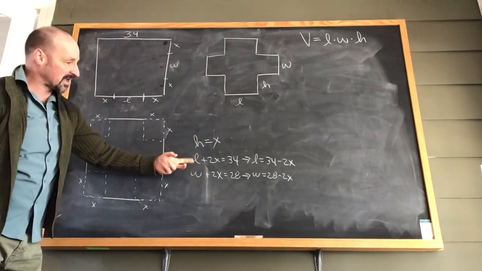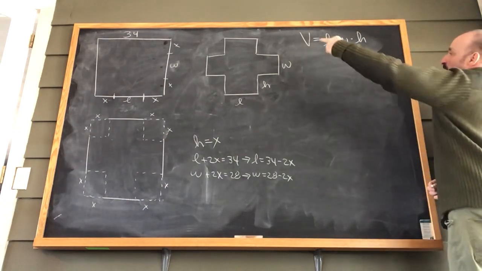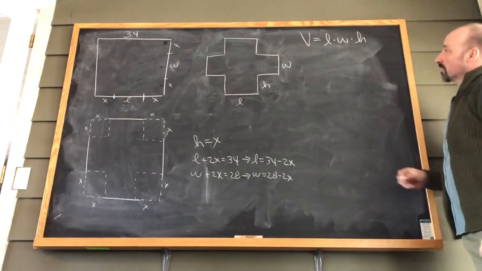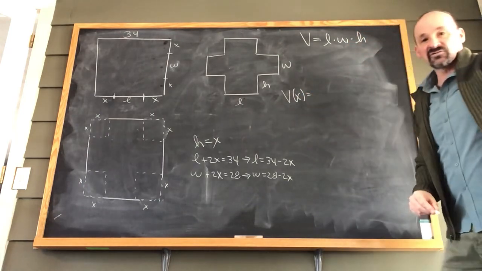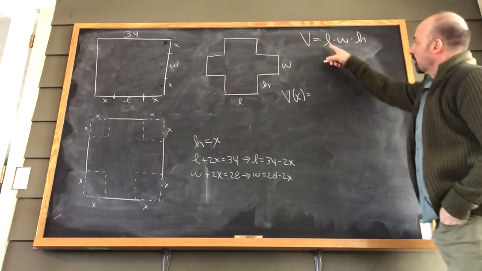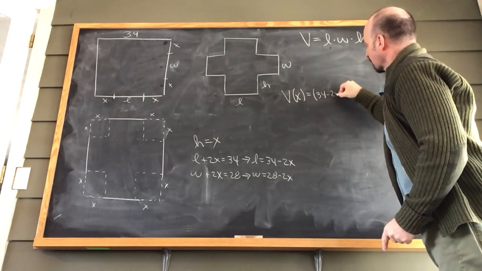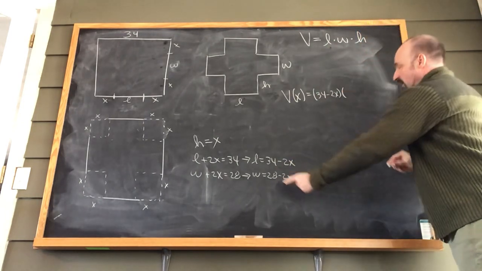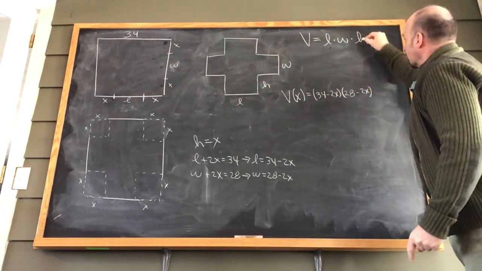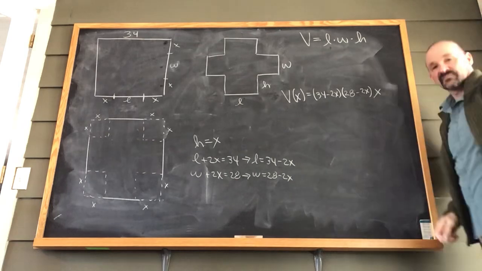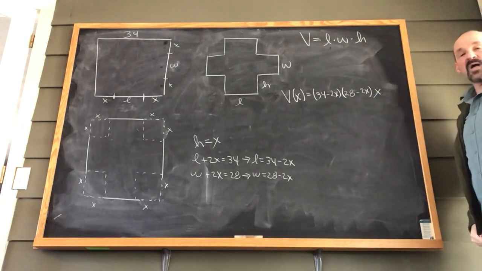Okay, now we can take these expressions for each of these variables, drop them back into our volume formula, and we're left with a function in terms of the variable x. Its length, which is 34 minus 2x, times width, which is 28 minus 2x, times the height, which is x. There's the volume of the box written in terms of the variable x.